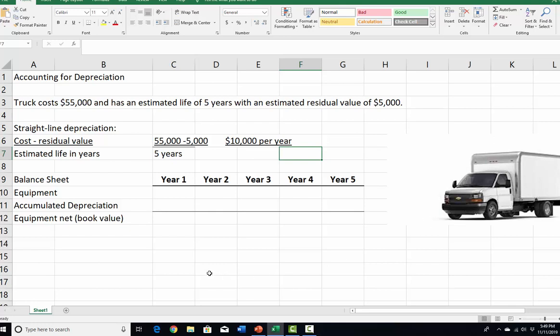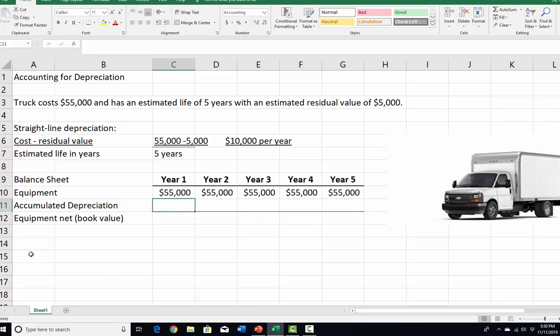All right, so now let's see what our balance sheet looks like, and then we'll look at our income statement. Okay, so our balance sheet is going to show every year $55,000 for equipment. So it's shown at cost, okay? All right, so every year it's showing $55,000 cost. Now, in the first year, we took $10,000 of depreciation.